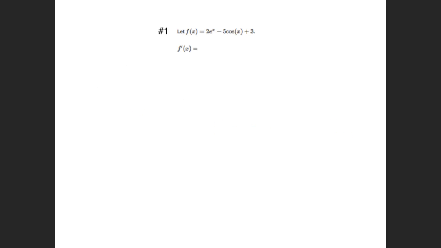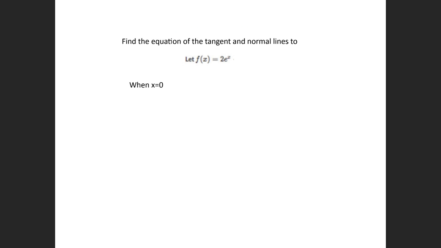All right, so here's a problem. It says let f of x equals 2 e to the x minus 5 cosine of x plus 3. What is the derivative of that? Two e to the x plus 5 sine of x plus 0. Very nice. You've got your derivative. There's only 2 assessments, I think, this week. You're going to be done with them in no time.